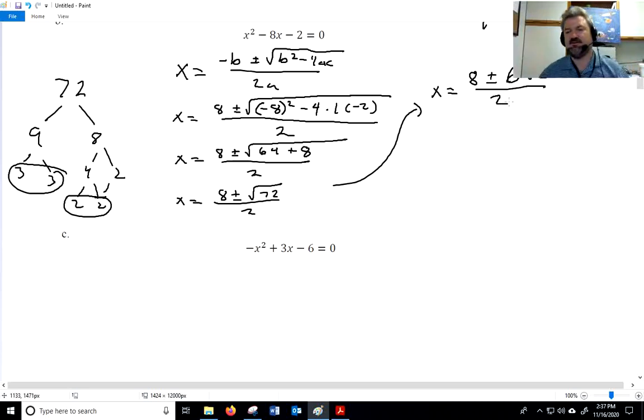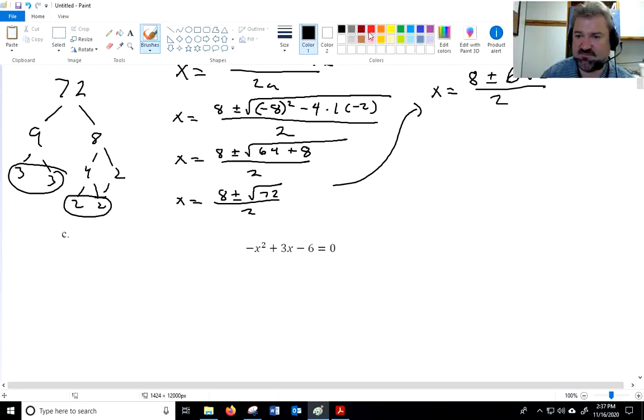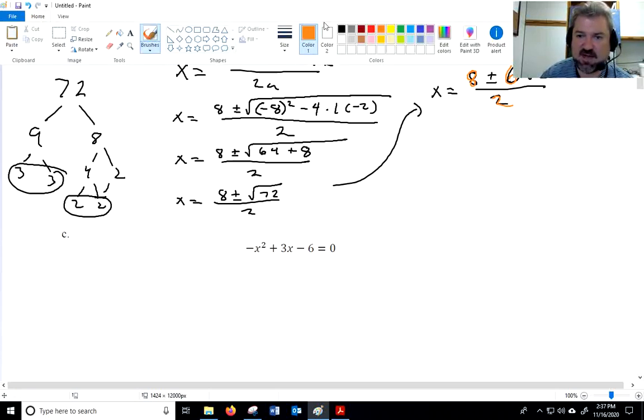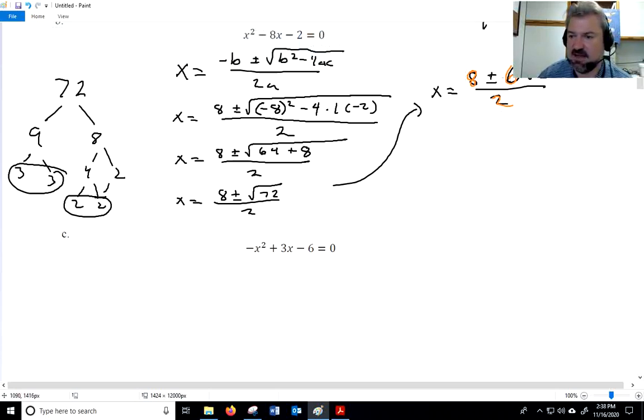Now, in this situation, you're either going to be done right now, or you can do a little more simplifying. If and only if all three of these numbers are divisible by the same amount, you can reduce. I don't care about that number in the radical because you can't divide it anyway. You can't divide a number in the radical by a number not in the radical. But 8, 6, and 2 can all be divisible by 2, so it's 4 plus or minus 3 root 2 over 1, so just that.